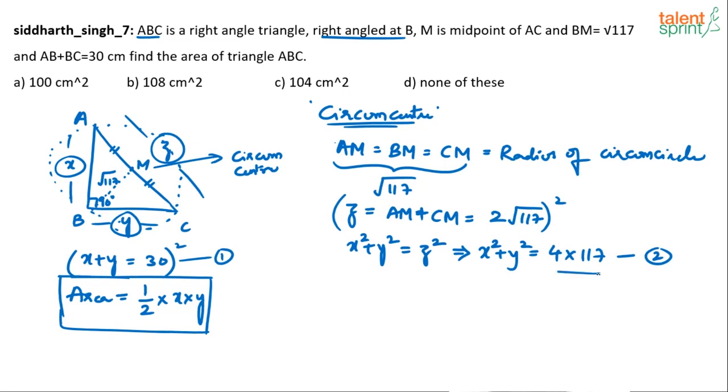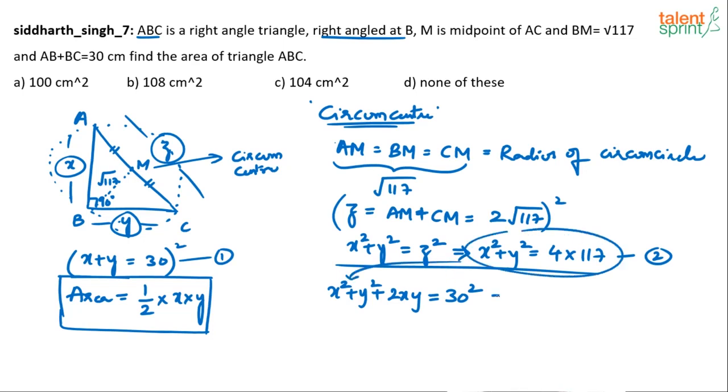So what do we get? X plus Y whole square will give you X squared plus Y squared plus 2XY equals 30 squared. Yes or no? Squaring on both sides. And we already know that X squared plus Y squared is 4 into 117. So put it here. So what do we get? 4 into 117. What is 4 into 117 by the way? 468. 468 plus 2XY equals 30 squared, which is 900. So what is XY from this? 2XY will be 900 minus 468. So that's 432, right? And XY will be half of 432. So 216. XY is 216.